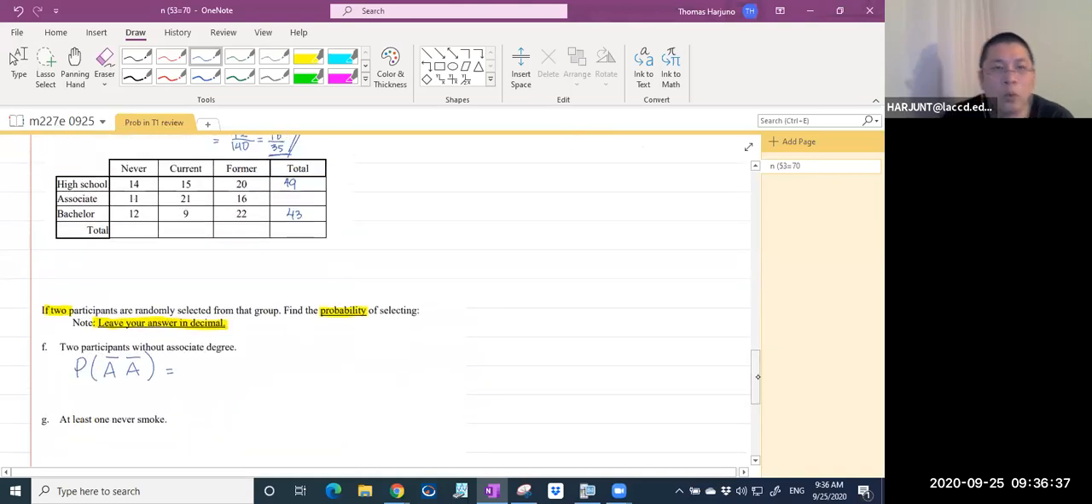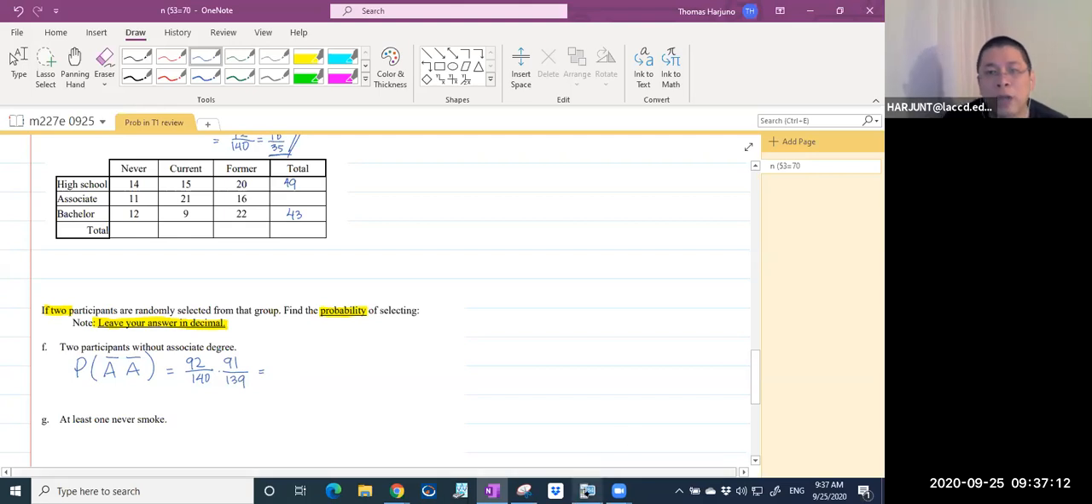Now the ones without associate degree, they are 49 plus 43, that's 92, right? So the probability that the first one is without associate degree, meaning that person either has bachelor or high school, is 92 over 140 times. Remember, the participants here should be two and they have to be different. So the second non-associate degree will be 91 over 139.